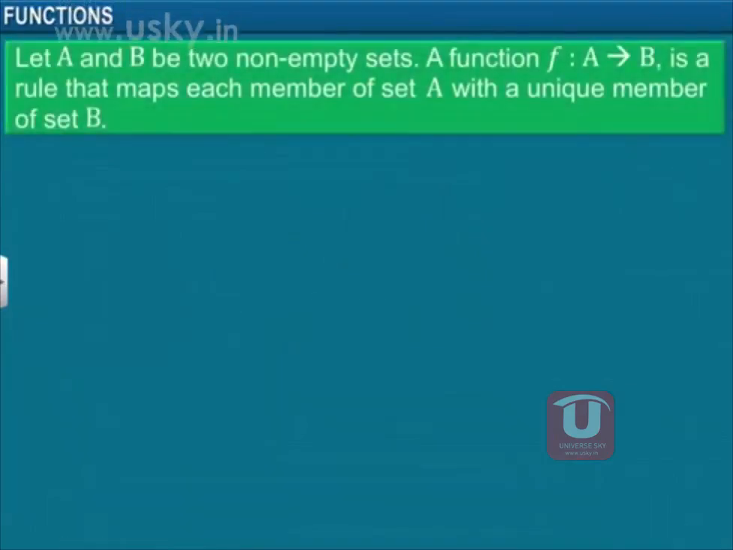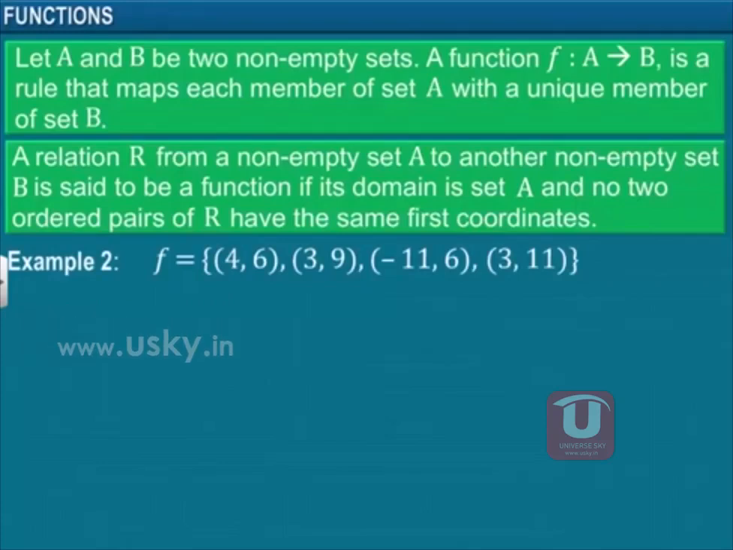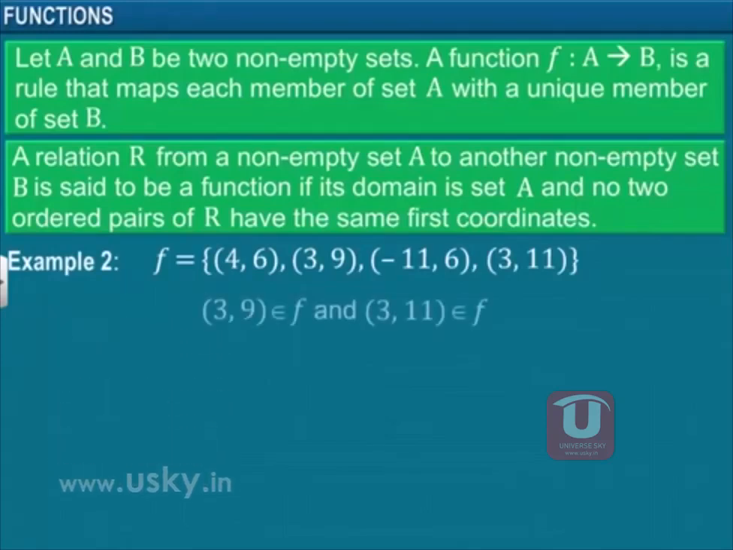Let's now define function mathematically. Let A and B be two non-empty sets. A function f from A to B is a rule that maps each member of set A with a unique member of set B. In other words, a relation R from a non-empty set A to another non-empty set B is said to be a function if its domain is set A and no two ordered pairs of R have the same first coordinates. For example, let F be the set as shown. The ordered pairs (3, 9) and (3, 11) belong to set F. Observe that both the ordered pairs have the same first coordinates.